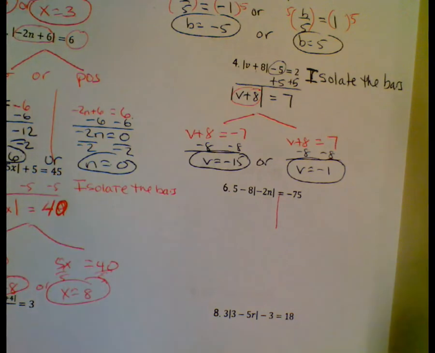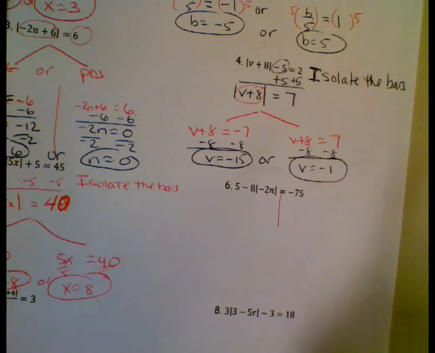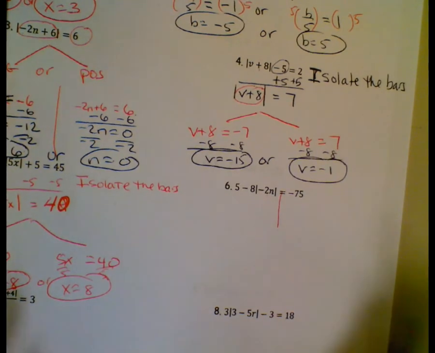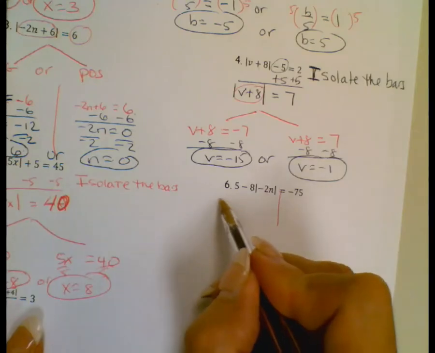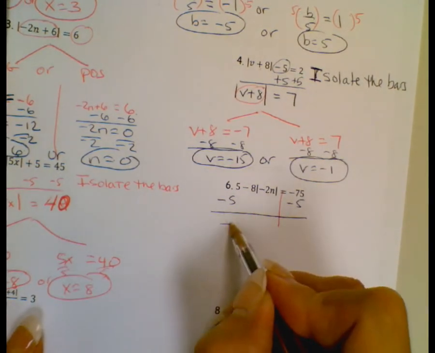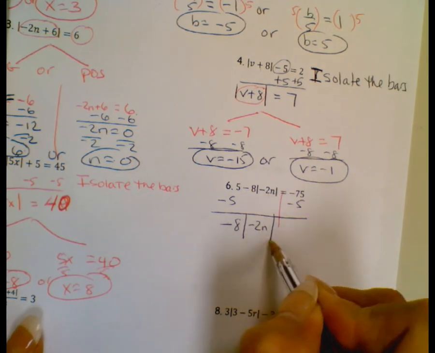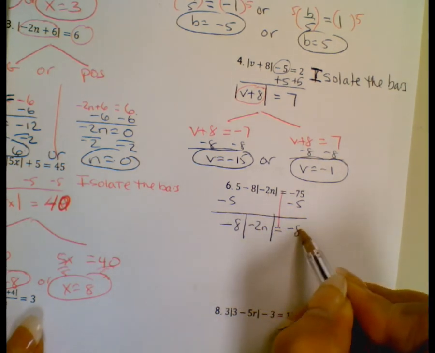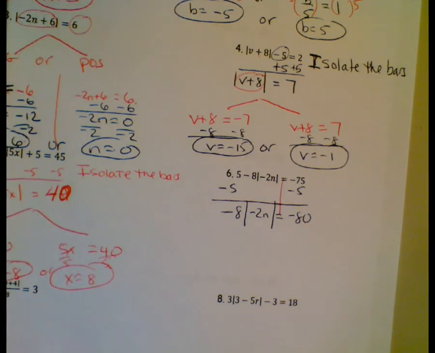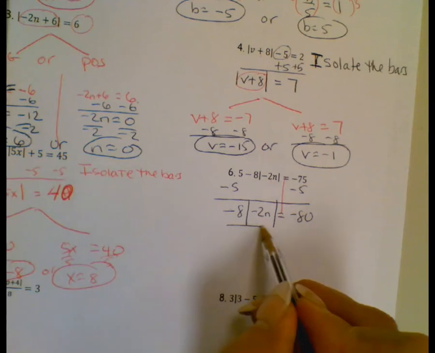So if you're going to jail to visit your negative 2 cousin, these are the visitors, and visiting hours are over, who would you get rid of first? The one furthest away. Subtract 5, both sides. So you have negative 8. Bring that negative down. Absolute value of negative 2n is equal to negative 80. Right now this is negative. That's not good. But what happens if I divide both sides by negative 8?